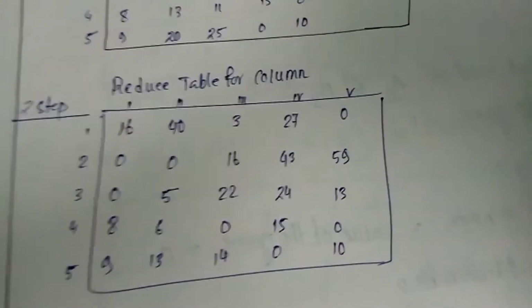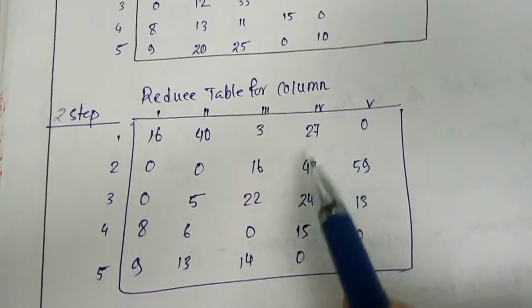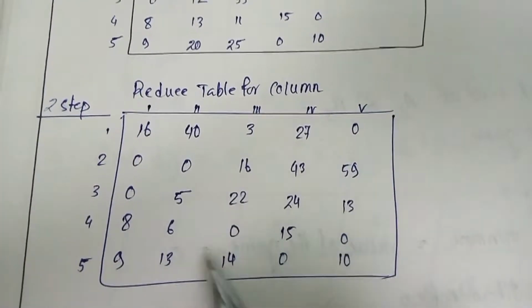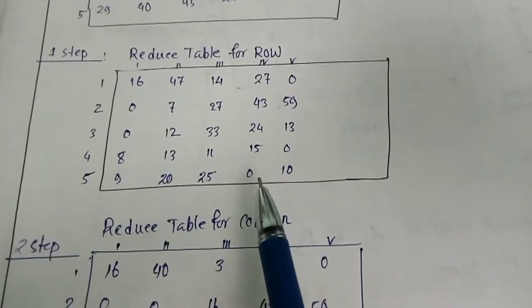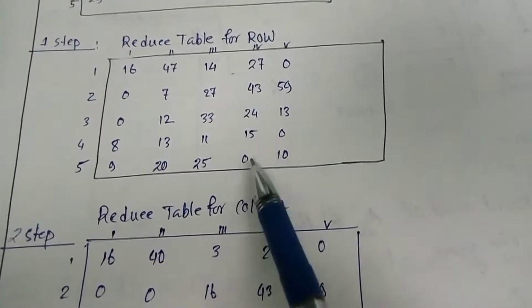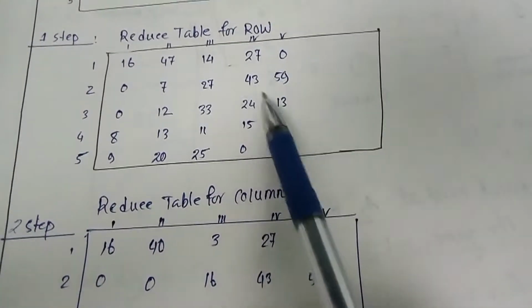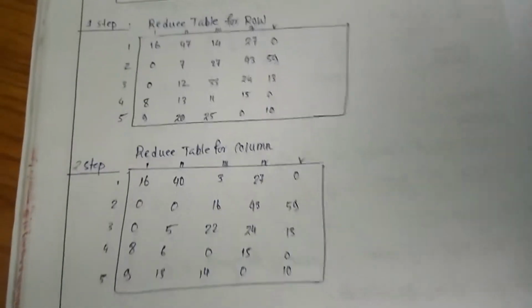Now we have already done the table. How do we get these tables? We subtract the smallest value of each column from all the elements of that particular column. In this column the smallest element is 0, so 0 is subtracted from all the values and they remain unchanged.